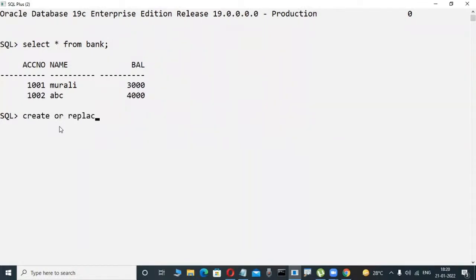Create or replace procedure. Observe it here, just the execution. Here I'm giving my procedure name. Withdraw is the procedure name. Okay, fine.